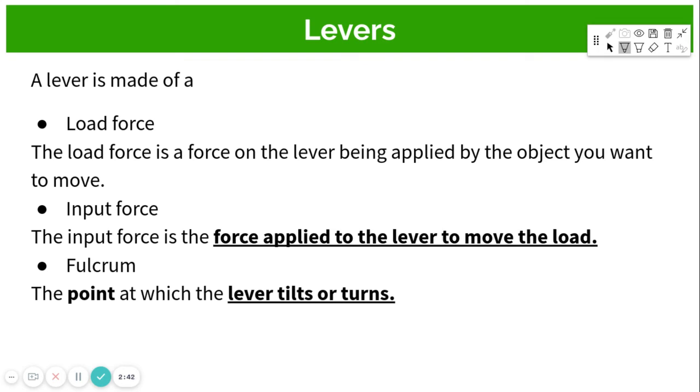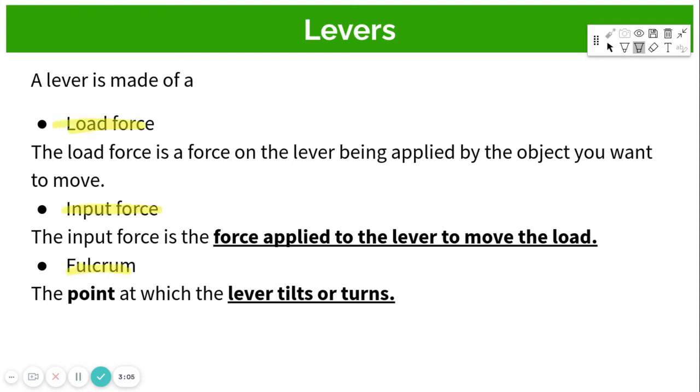So I know I'm rushing through this. You guys can pause the video to take notes, but let me explain it first, and then I'll tell you when to pause, okay? So there's 3 parts to a lever. First off, we said a lever is a rigid arm that pivots around a point called a fulcrum. That was your definition. A lever is made up of 3 parts, though. For a lever to work, you need a load force, you need an input force, and you need a fulcrum.